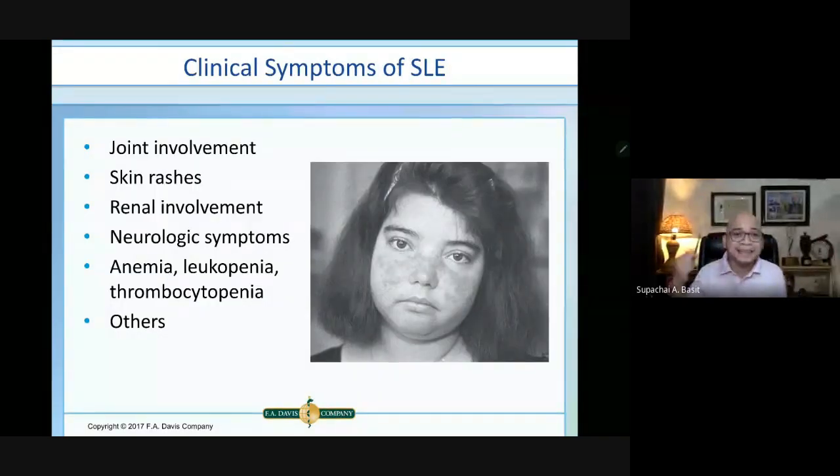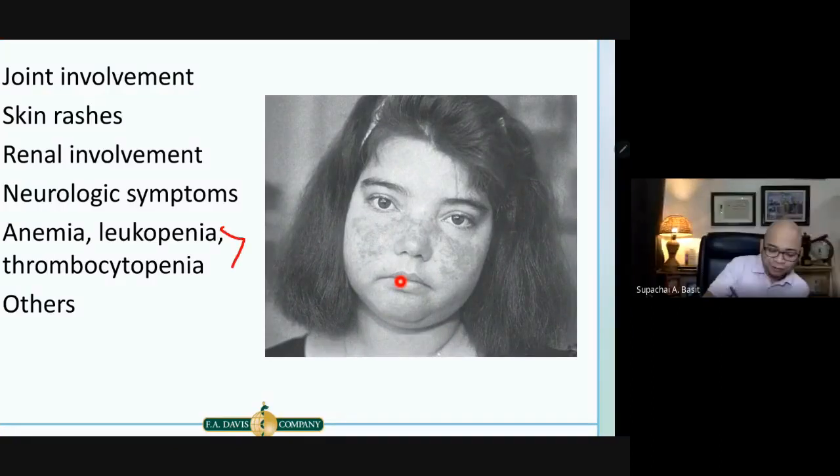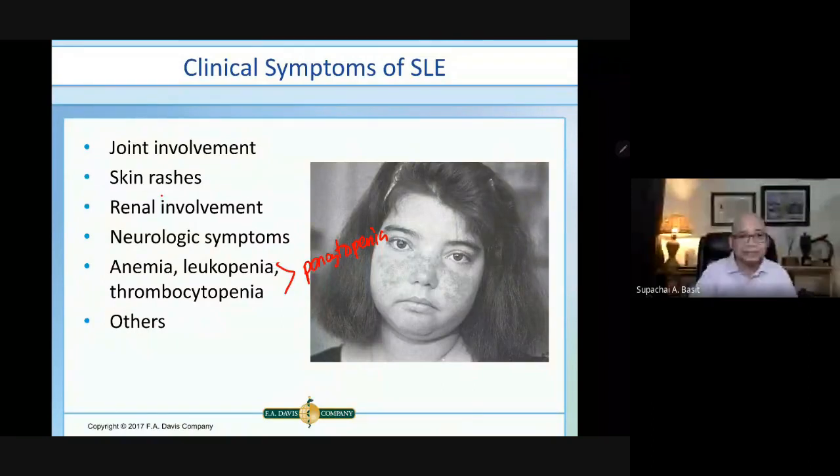So what are the clinical symptoms of SLE? There would be joint involvement, skin rashes, renal involvement, so kidneys can be destroyed as well, neurologic symptoms, anemia, leukopenia, thrombocytopenia, and others. Ibig sabihin, all of the blood cells are decreased. If the blood cells are decreased, we call it pancytopenia. So these are the signs of SLE.